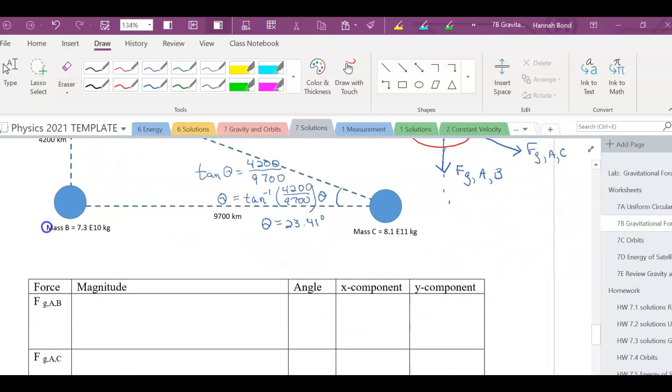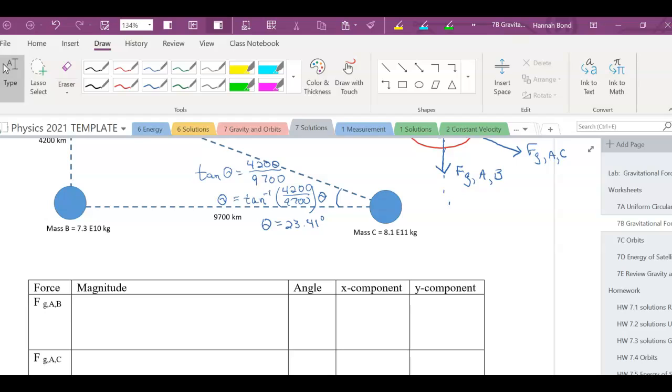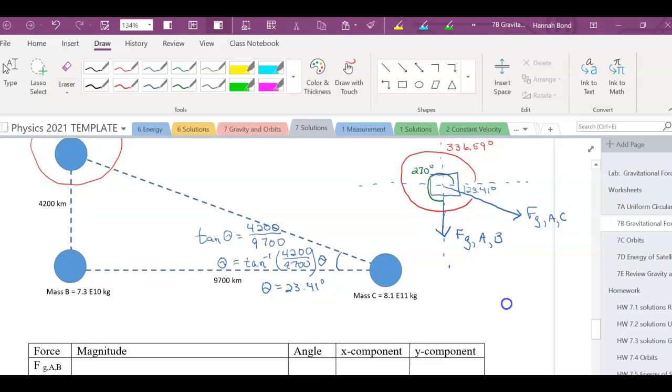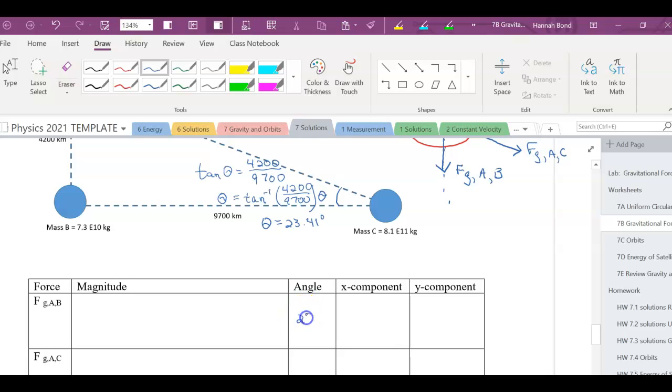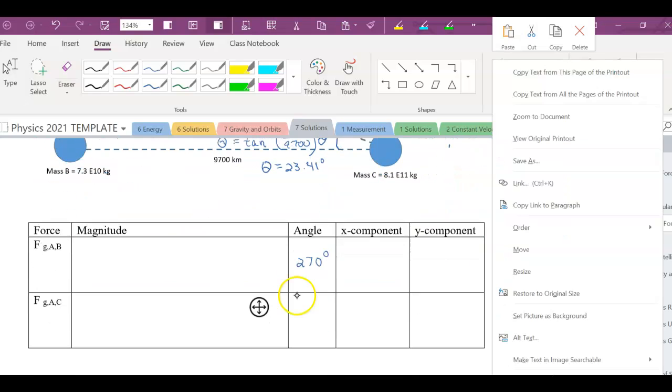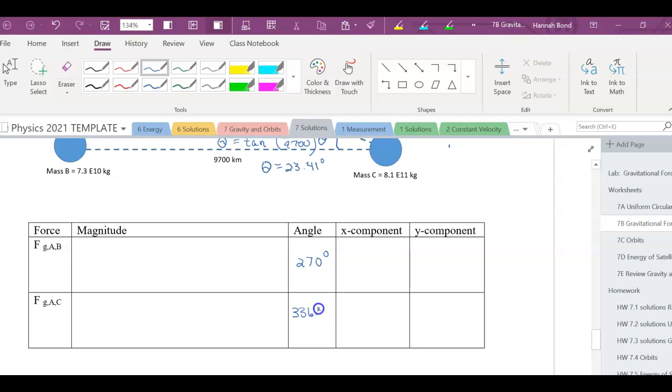I'm going to set up a little table here, and I'm going to find the magnitude and the angle for each one of these forces so that I can then break it into its x and y components. I'm starting with the force due to object B, and that's at an angle of 270 degrees. My force due to object C is at 336.59 degrees. To find the magnitude, I'm going to take the universal gravitational constant times mass of A times mass of B divided by the distance between A and B squared.